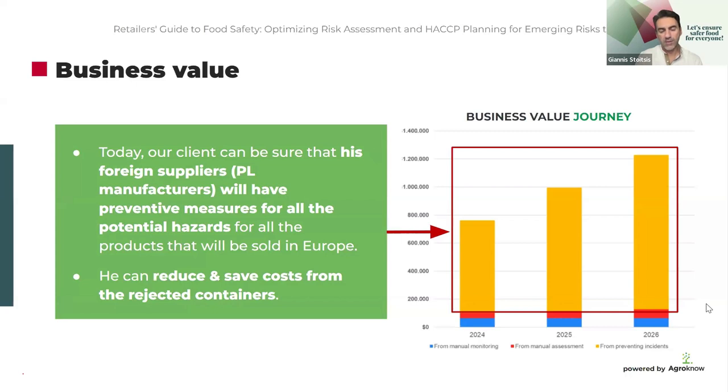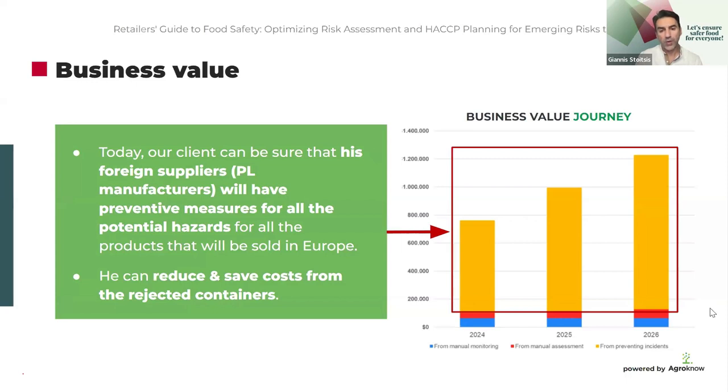In terms of business value, today our client can be sure that his foreign suppliers, the PL private label manufacturers, have preventive measures for all the potential hazards, for all the products that will be sold in Europe.